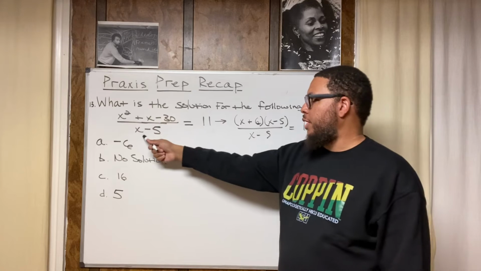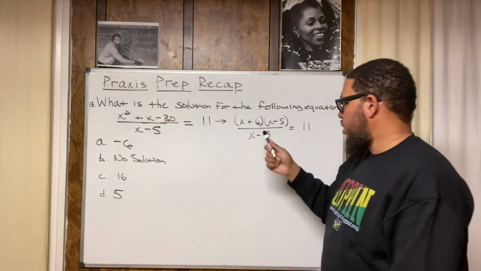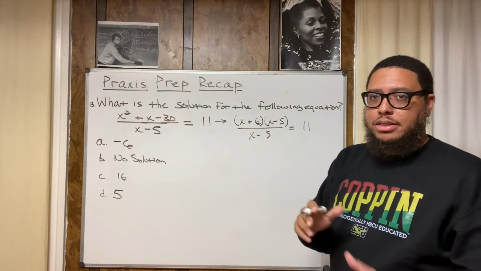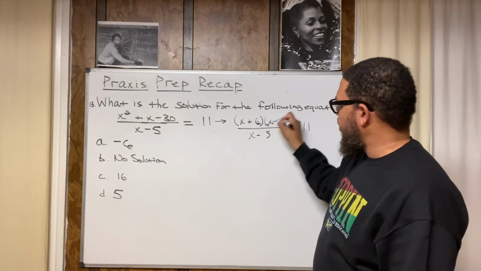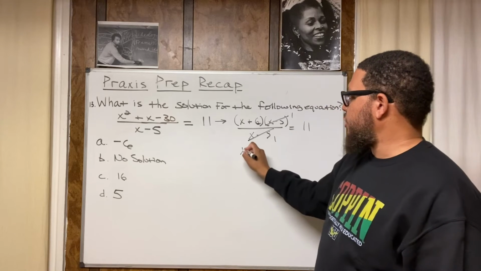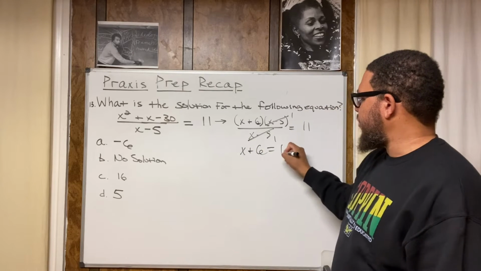Now, there's already an x minus 5 in the denominator, so I keep that. There's an 11 right here. So now I look for things I can cancel out. Now I got an x minus 5 up here, and x minus 5 down here. They cancel out and turn into 1s. So now I'm left with just x plus 6 is equal to 11.